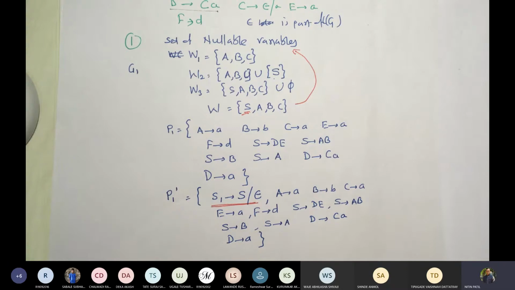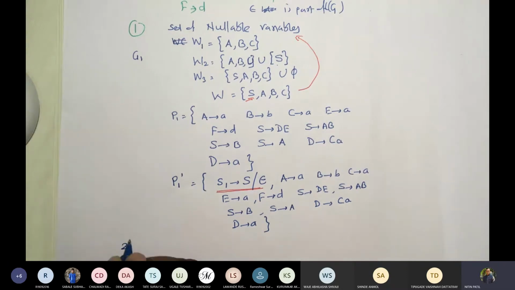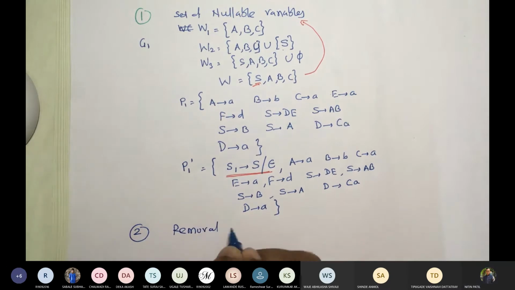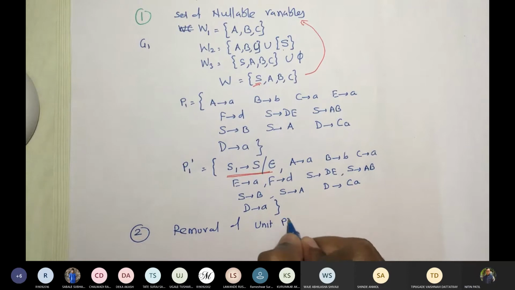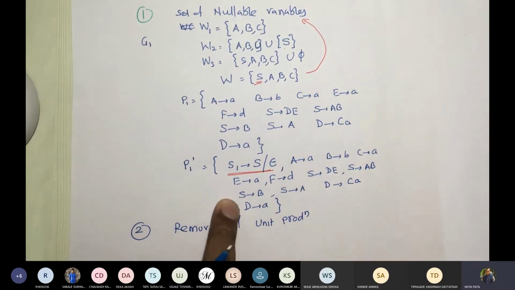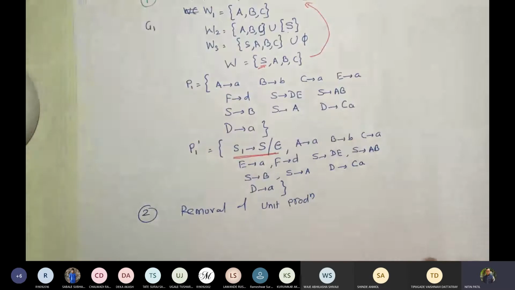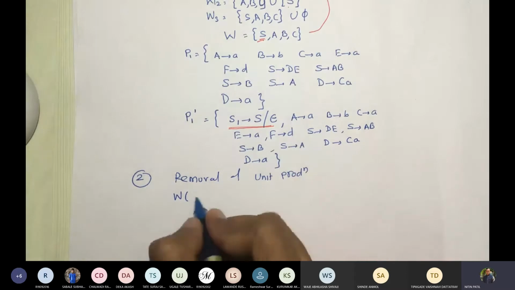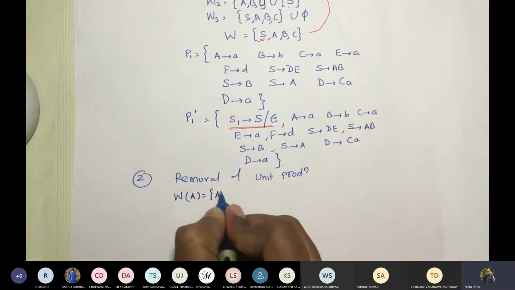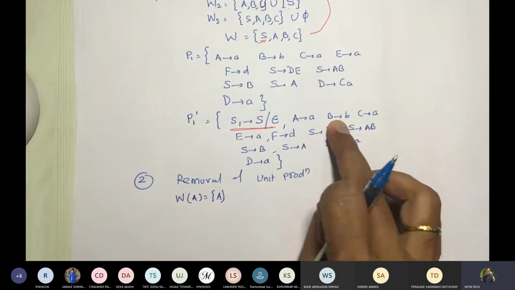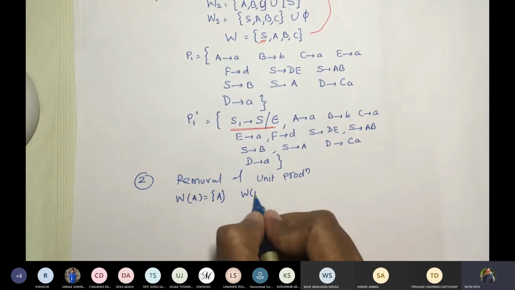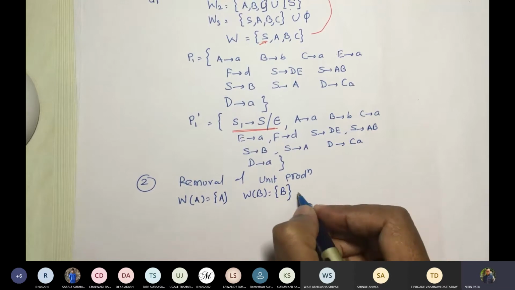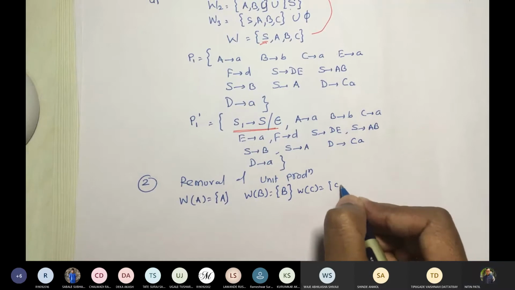Fine. Now, let us continue with removal of unit productions. So, the next step of the algorithm, removal of unit productions, and this is the grammar that we are going to take. Fine. So we know that we have to construct W's for each of them. So we will see there is no unit production for A. So we'll write W of A is A. Correct? Is there any unit production for B? No. So W of B would be B. Is there any unit production for C? No. W of C would be C.